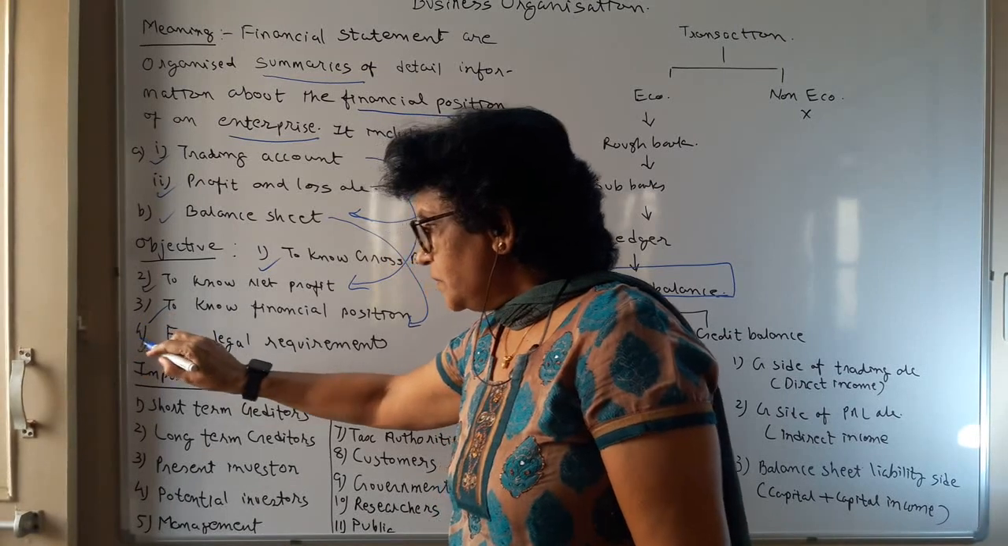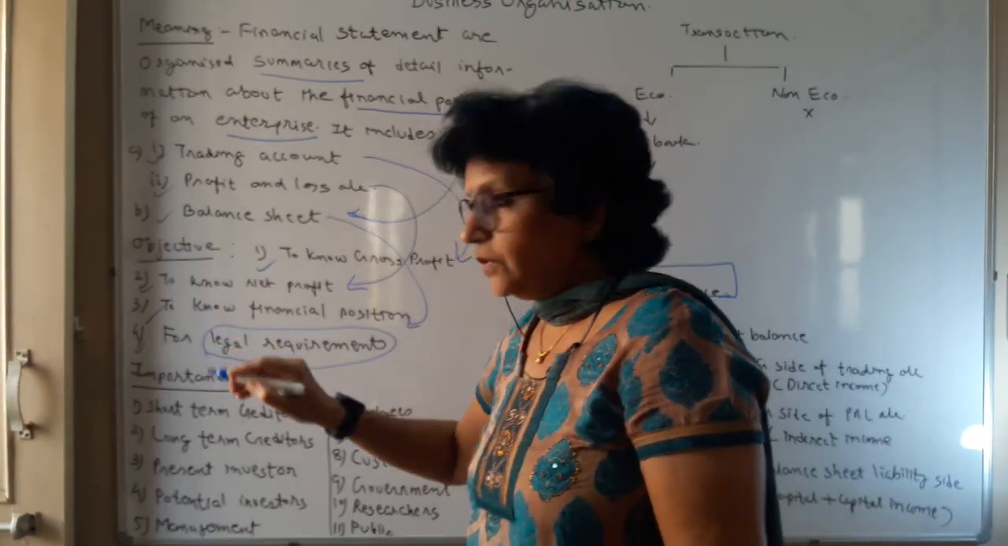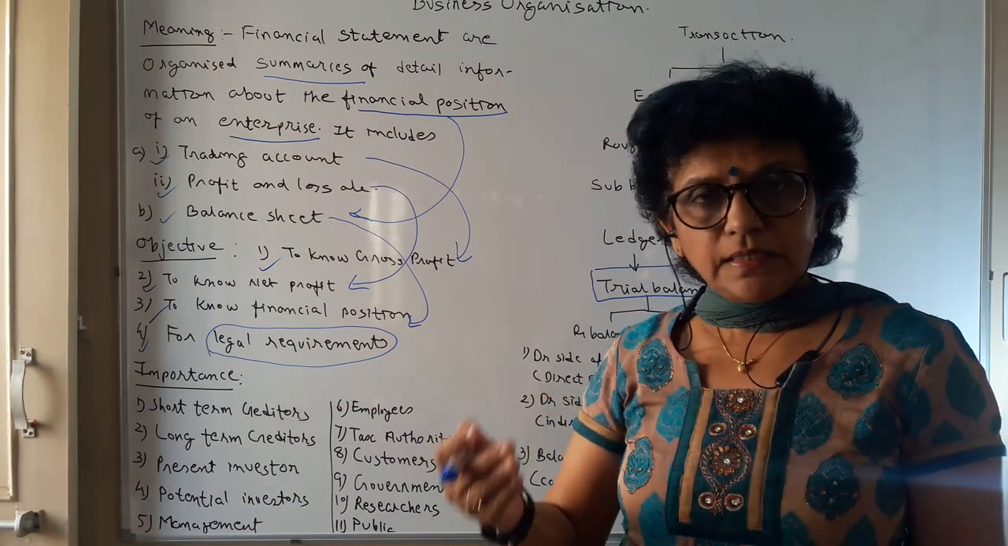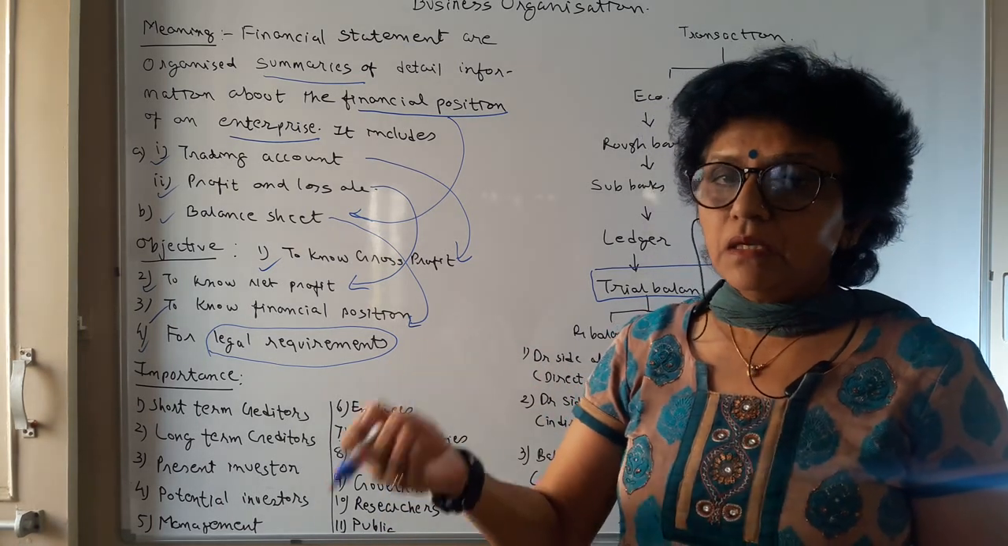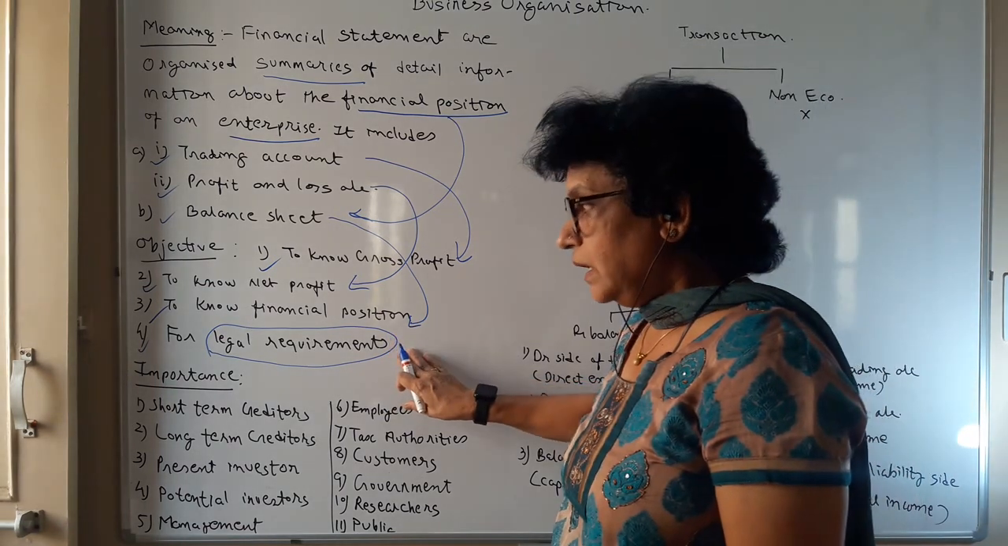The last and the most important is legal requirement. It's not a matter of your wish, it's a matter of compulsion. You have to file the return, you have to pay the taxation, you have to abide by so many laws, rules and regulations. For that you have to do final account.